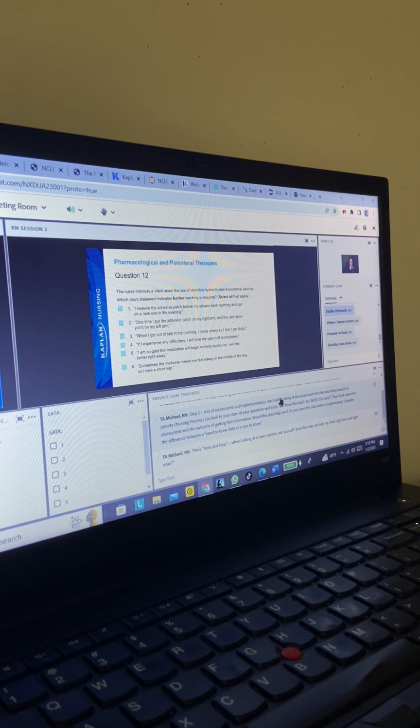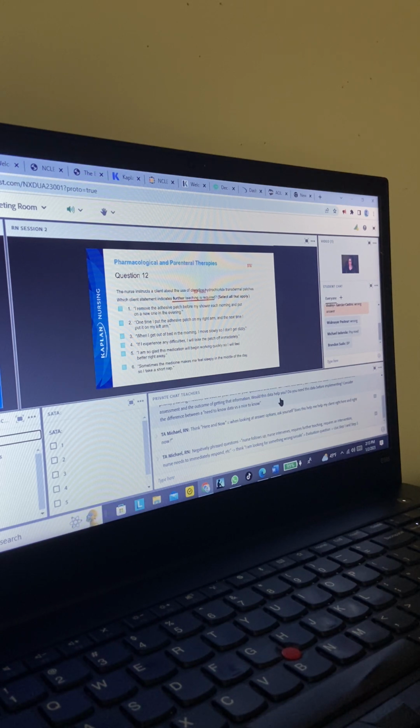The nurse instructs a client about the use of clonidine hydrochloride transdermal patch. Which statement indicates further teaching is required? Now, select all that apply are always, you're looking for something right or something wrong, and of course this one is looking for something wrong. And what is clonidine hydrochloride? It is a blood pressure medication. It can be used as an antipsychotic, but when it's used in patch form, it's most commonly used for blood pressure. So it's a blood pressure patch, and I'm looking for something wrong.